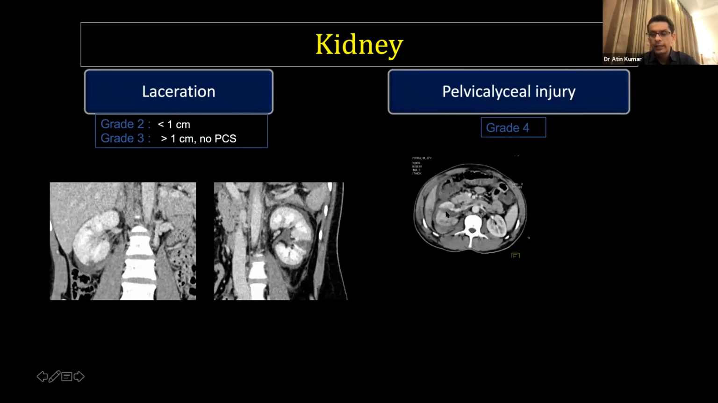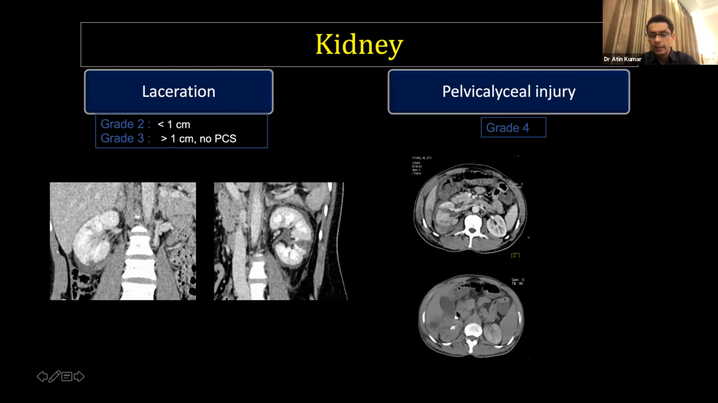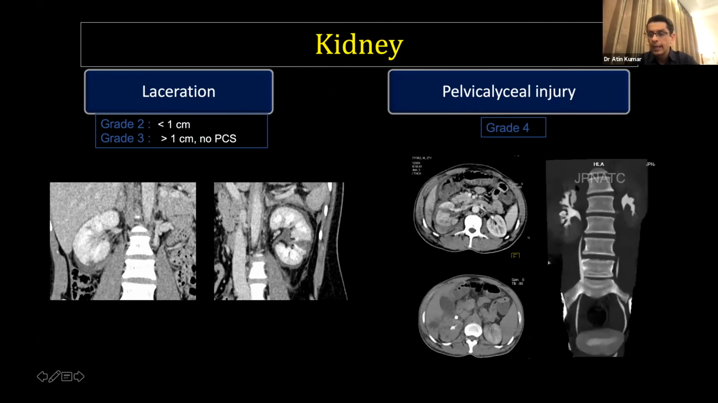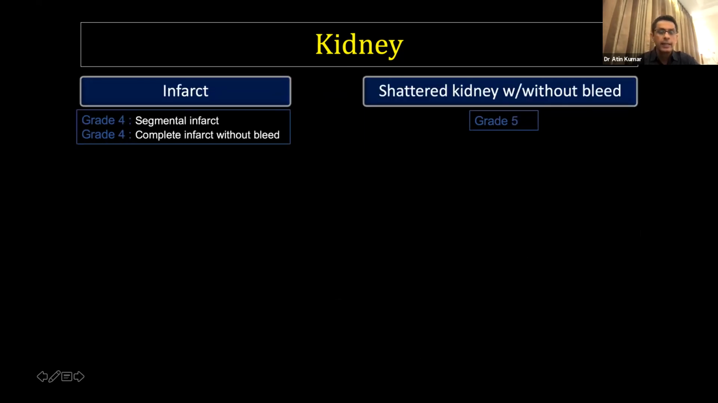However, if the laceration is running through and through the PCS and involving the PCS, it is classified as grade 4. How do we know it involves the PCS? We take a delayed scan, the excretory phase. If we see excretory contrast outside the confines of the kidney, like seen in this particular case, a calyceal injury was seen here. This is classified as grade 4, and it is important to diagnose it because this will usually require some form of urinary diversion, either a PCN or a DJ stent in situ, to help in management of these pelvicalyceal injuries. Then there can be vascular injuries in the kidney in the form of segmental artery.